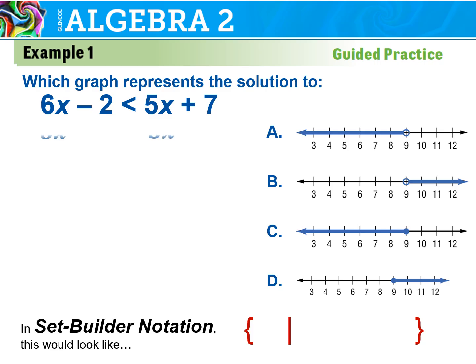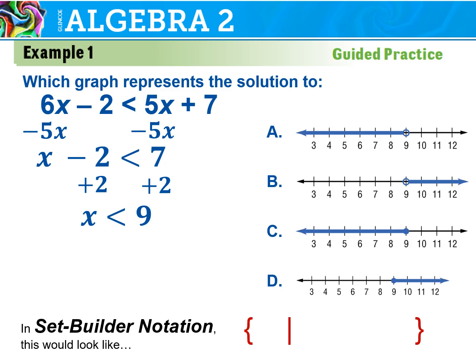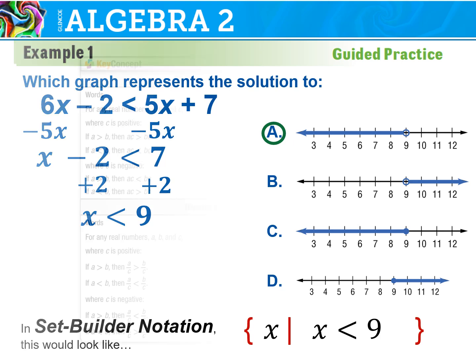I would subtract 5x on both sides. We get x minus 2 is less than 7. Add 2 to both sides. x is less than 9. There's no switching sides or anything. That is A. And in set builder notation, it would look like the set of all values x such that x is less than 9.